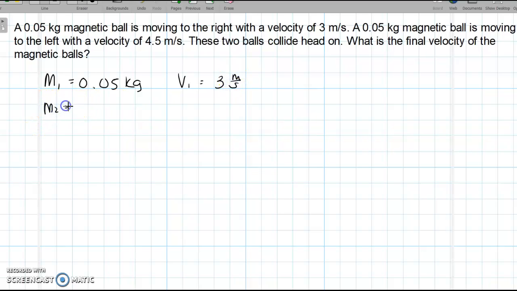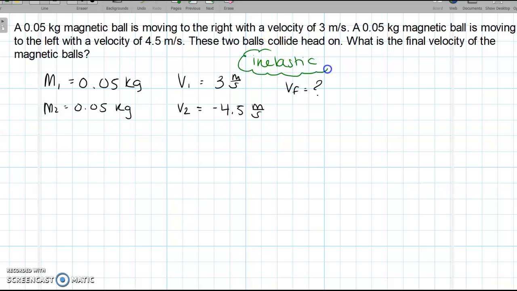M2 is also equal to 0.05 kilograms. And this magnetic ball is moving to the left, so this is going to be our negative side, and this is going to be negative 4.5 meters per second. These two balls collide head-on. What is the final velocity of the magnetic balls? So we want to know what this final velocity is, and that's because this is an inelastic collision. Okay, so inelastic collision.